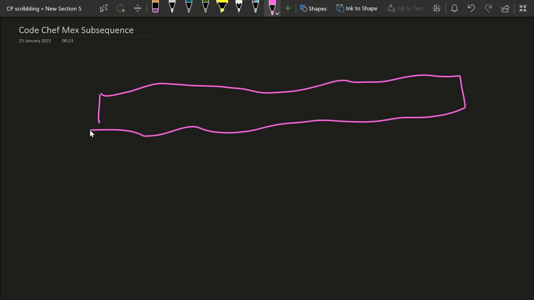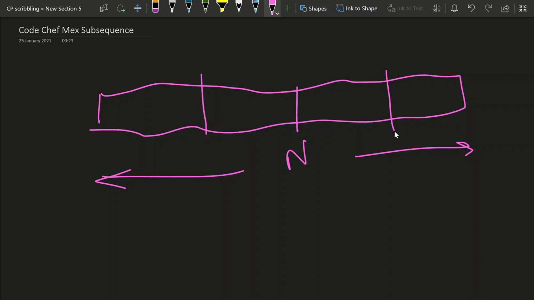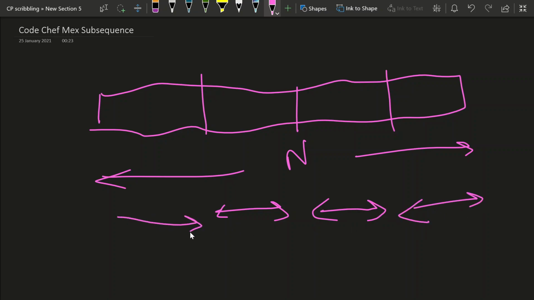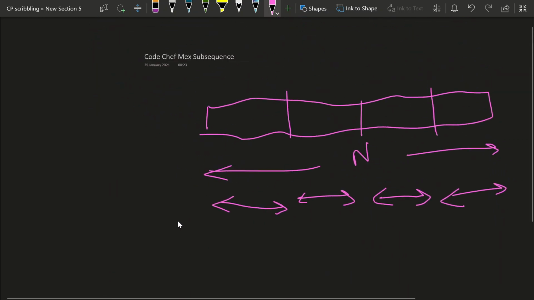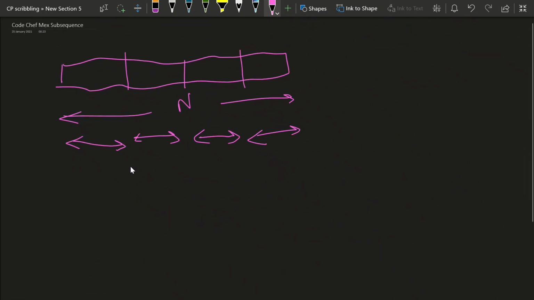So in the question you have an array of length n. You want to divide this array into subarrays. So let's say you divide it here and you divide it into 4 parts. This will be one segment, this will be another one, and this will be another one.